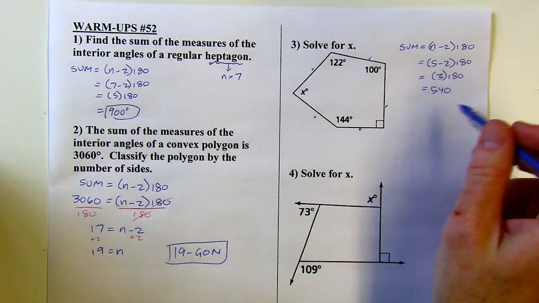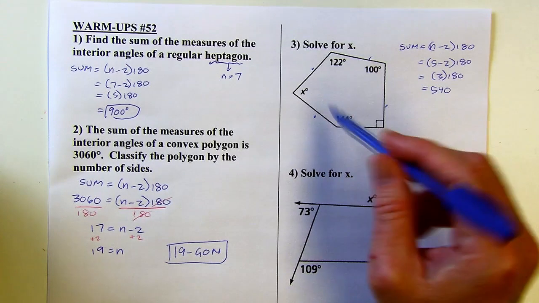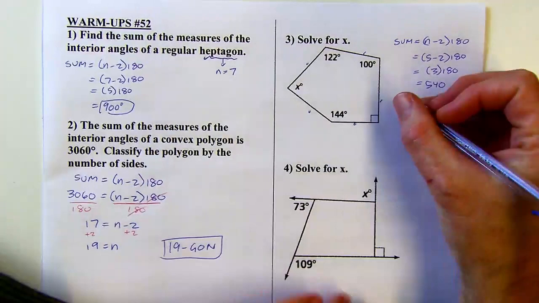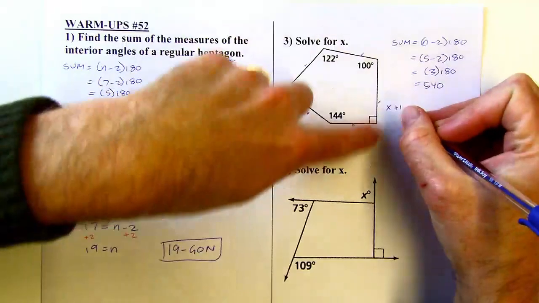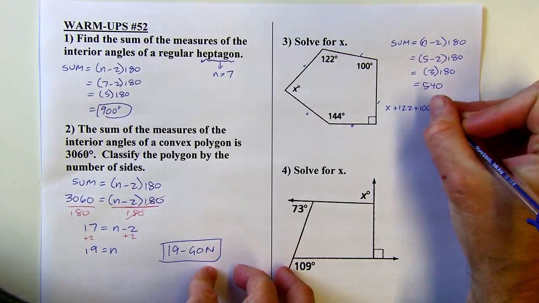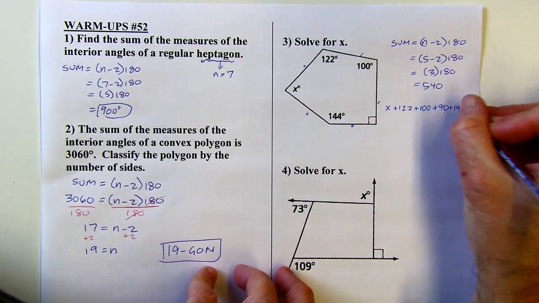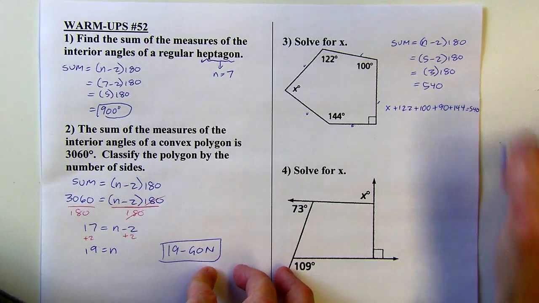So that's the sum of all of the interior angles, and now I can write a big equation. I can add up all these measures. So I had to do this little side problem first, but now I can say x plus 122, going around this way, plus 100, plus 90, don't forget the 90 down there, plus 144. That all equals 540.